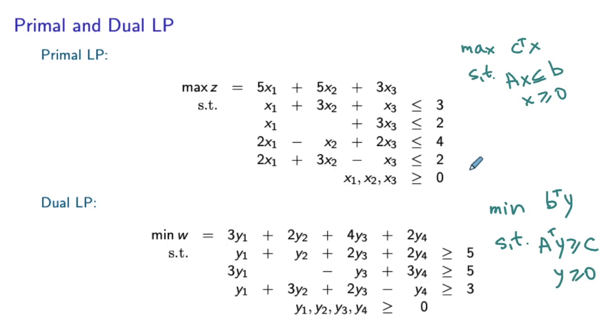So at this point you should practice by writing down an arbitrary maximization problem in a canonical form, meaning that you have only less than or equal to constraints, and write down its dual.